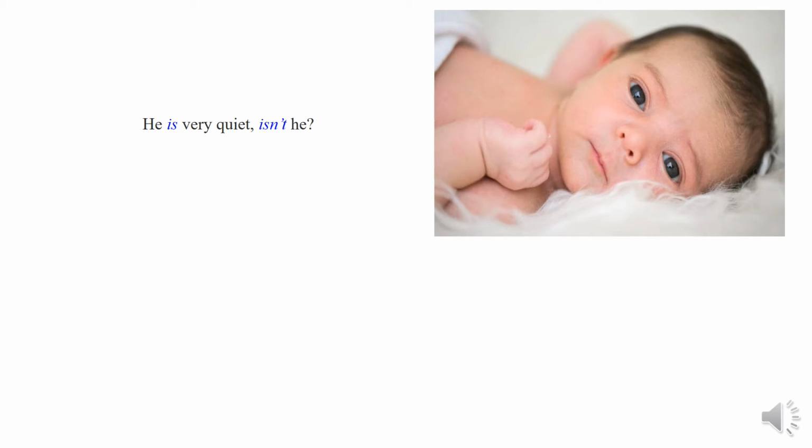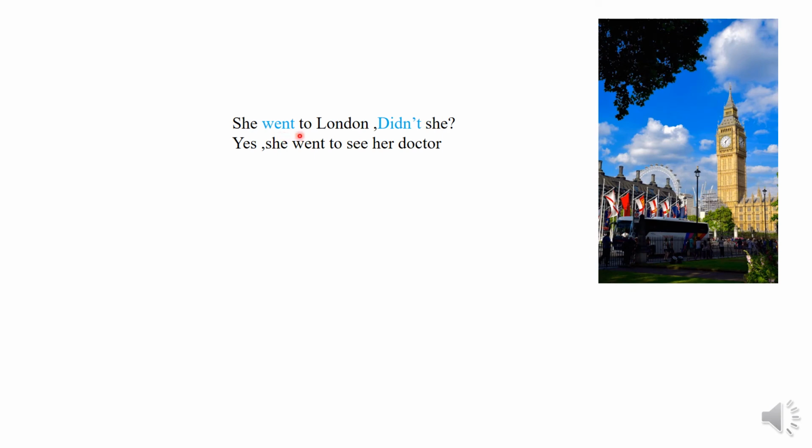Let's go to this example. He is very quiet, isn't he? We're talking about the baby, so the verb to be, he is, positive, becomes negative, isn't he? She went to London, didn't she? Yes, she went to see her doctor. So here went is in the past, so we have to take do and make it in the past. If it's positive here, we put it negative here.